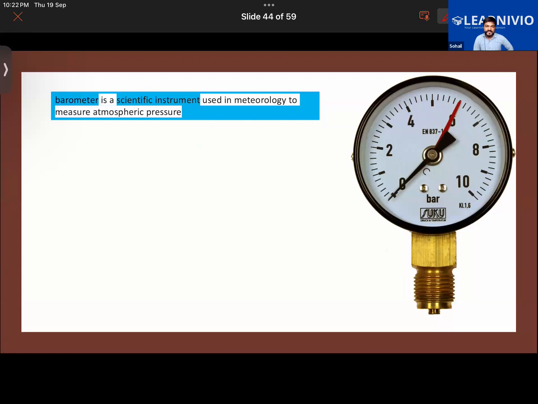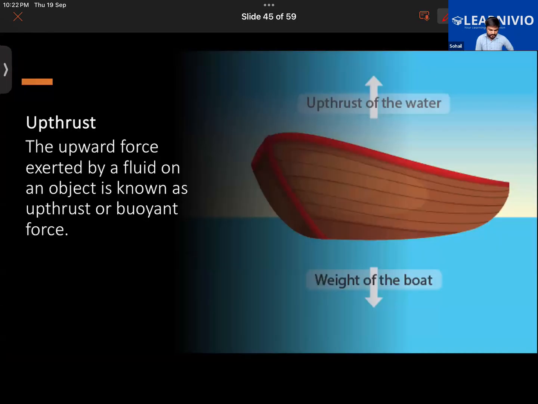Okay. Then we have this instrument called a barometer. A barometer is a scientific instrument used in the field of meteorology to measure the atmospheric pressure, how much pressure there is in the atmosphere. We can measure it using this instrument called a barometer. So that should be clear.